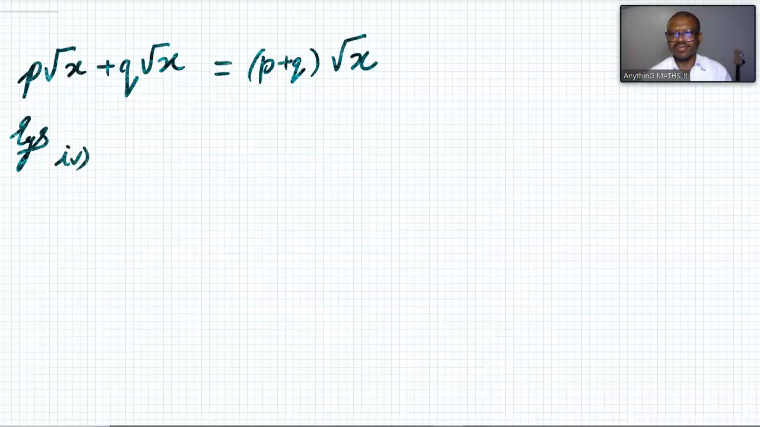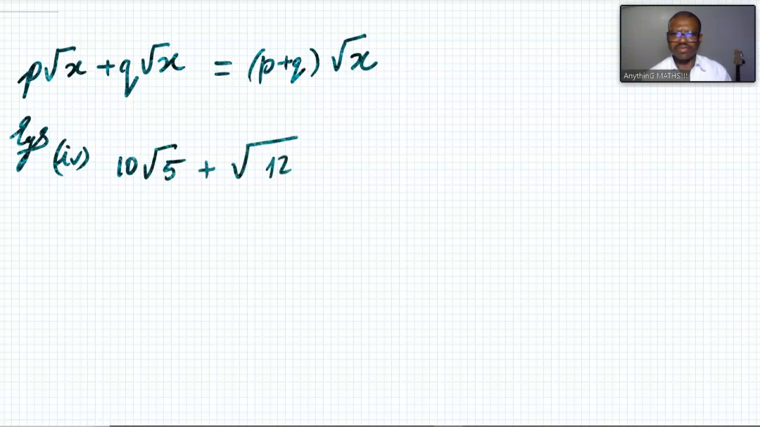Example 4. 10 root 5 plus root 125. This is interesting, isn't it? Now we can see they have different roots. First of all, we want to see whether we can write root 125 in terms of root 5. If we are able to do that, then we can successfully do the addition. However, if we are not able to do that, then there's nothing we can do about it. So let's have a look.